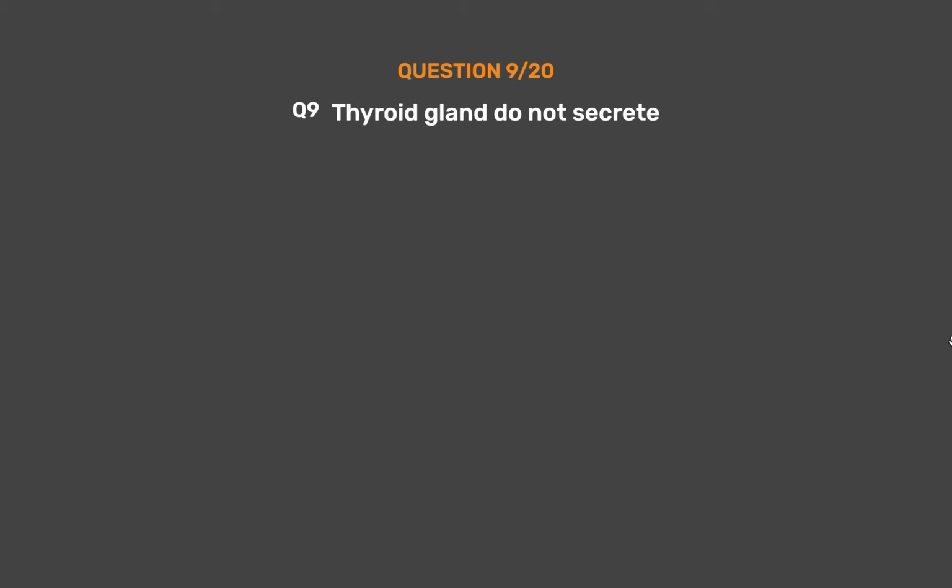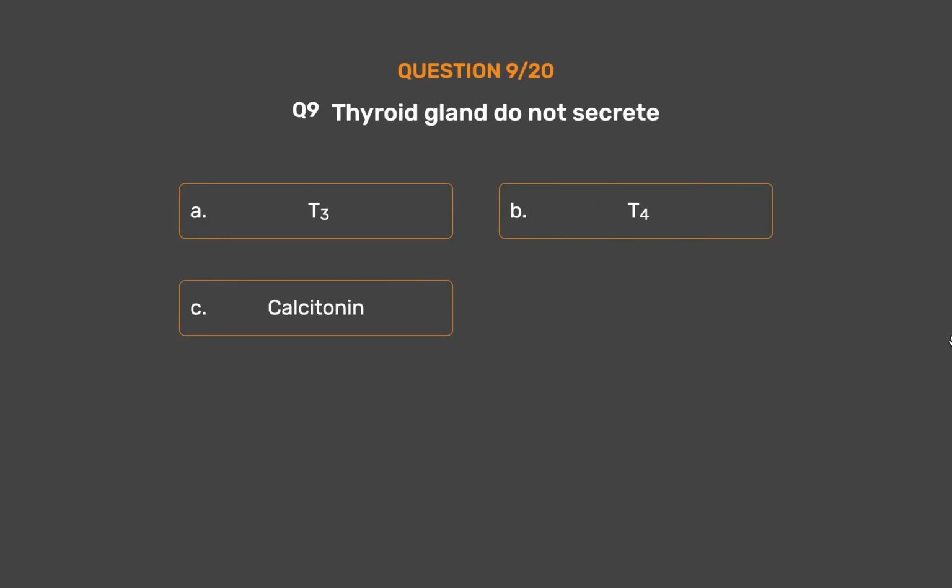Question number 9. Thyroid gland does not secrete: Option A. T3. Option B. T4. Option C. Calcitonin. Option D. Melatonin.